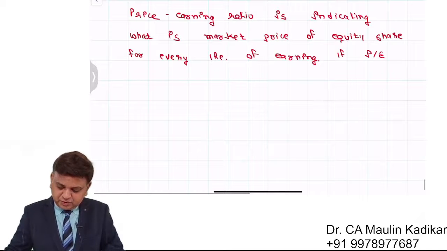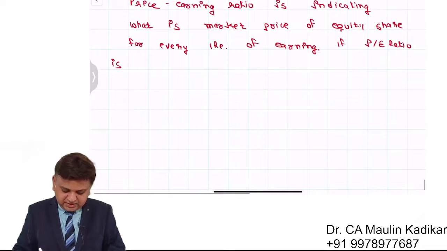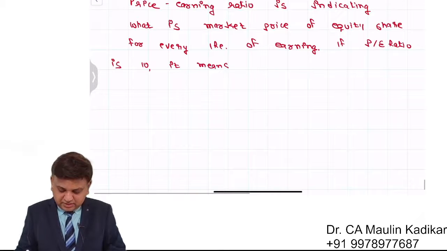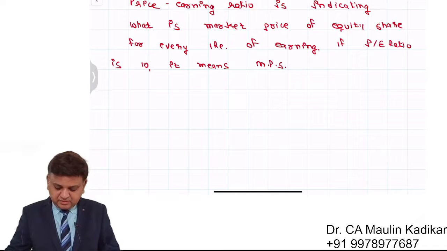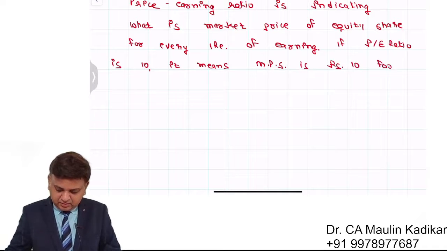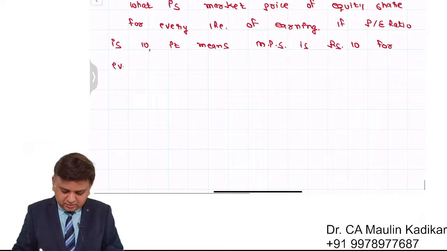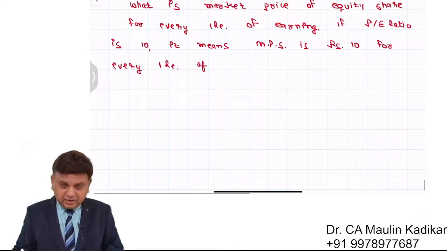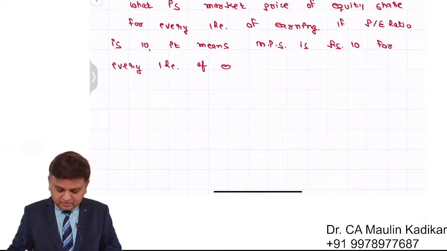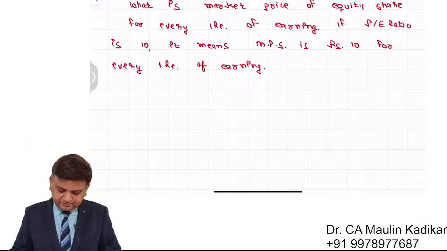If PE ratio, price earning ratio as a short form, PE ratio is 10, it means market price of the share is rupees 10 for every 1 rupee of earning. Full stop.